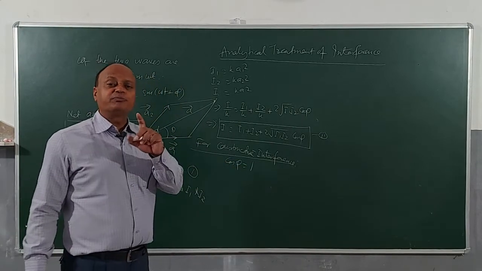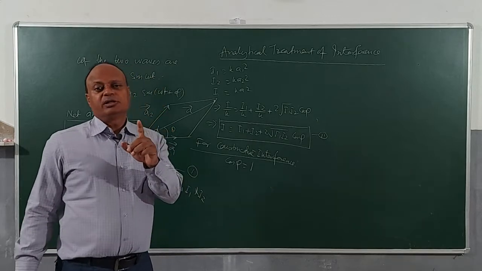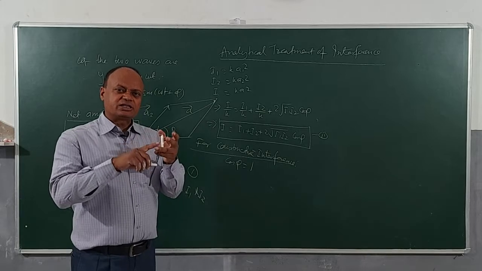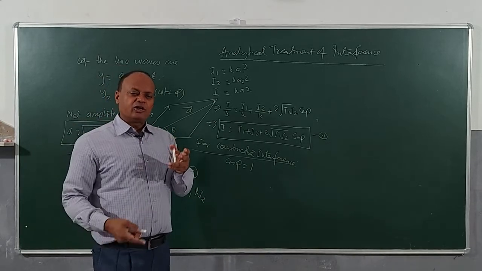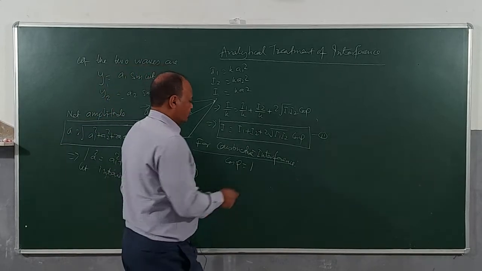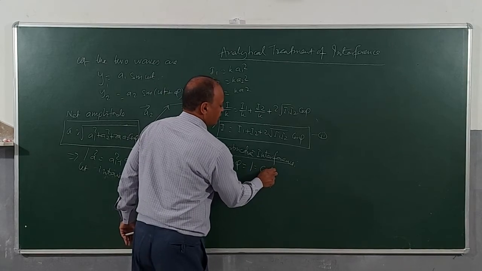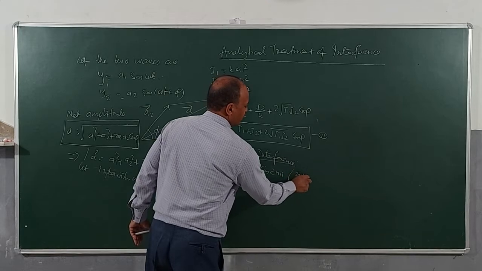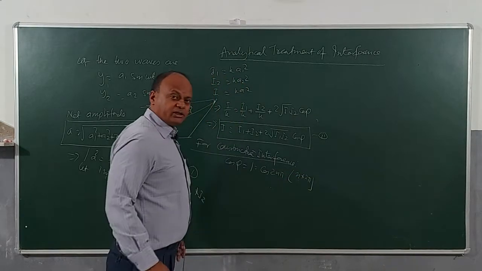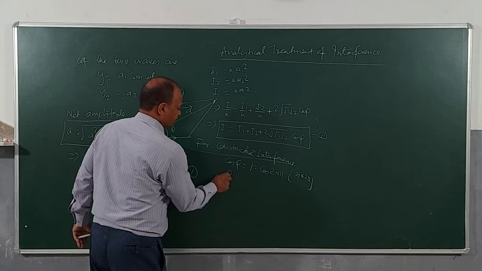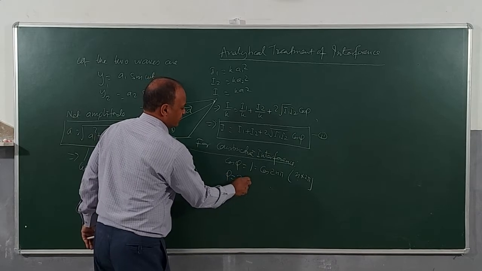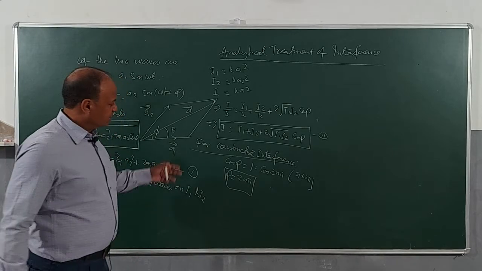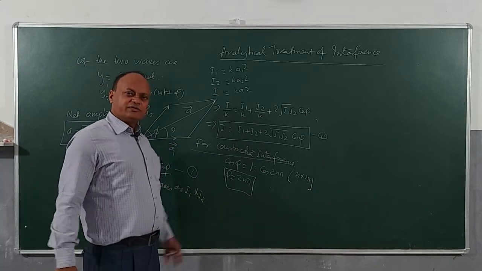I know that cos of even multiples of 180 gives us 1. Cos 0 is 1, cos 360 is 1, right? So I can write this as cos 2n pi, or n into 2 pi. Clear? So if I remove cos on both sides, then phi becomes 2n pi. And this is the condition for phase difference to achieve constructive interference.